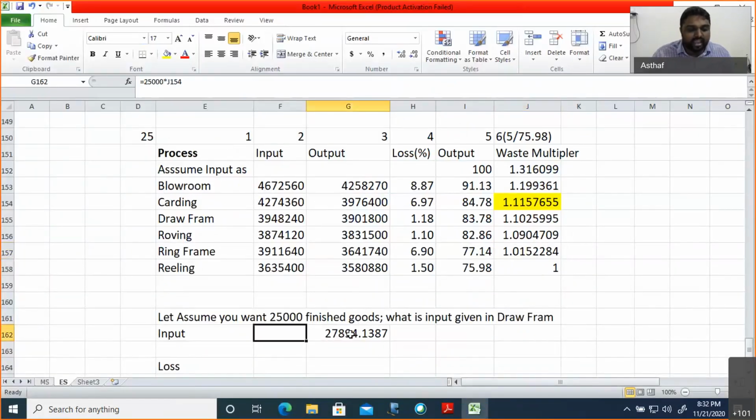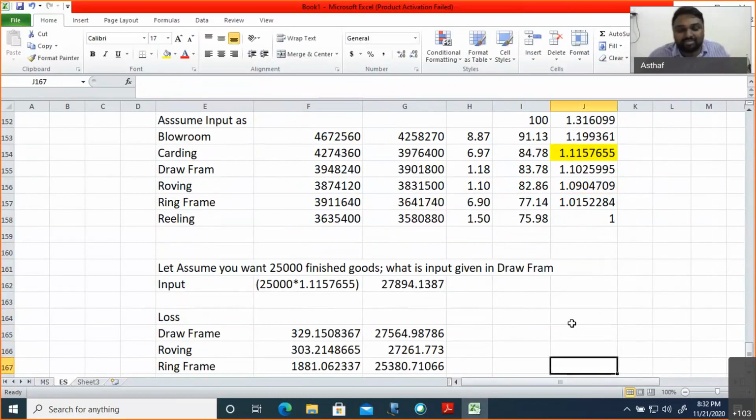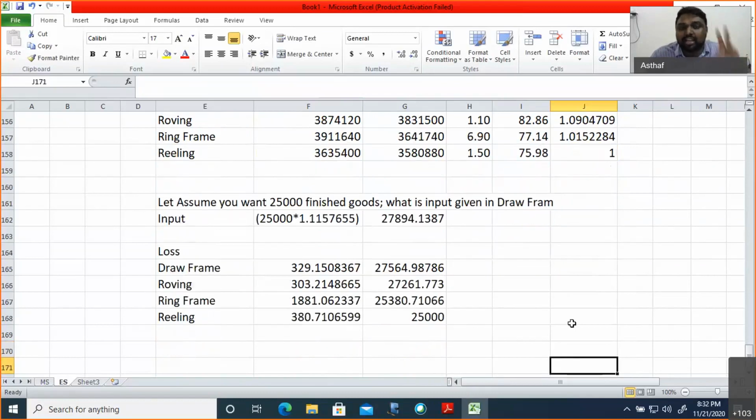The 27, I have given already. 25,000 into... they are asking draw frame. So draw frame is just before this. The yellow color shade I have given for that purpose. But anyway, I will show you. This is the multiplier. This amount of 27 comes after multiplying with the waste multiplier. That is the use of waste multiplier. If you get the waste multiplier, you will get clearly what input is to be given at any level of production, for a desired output.